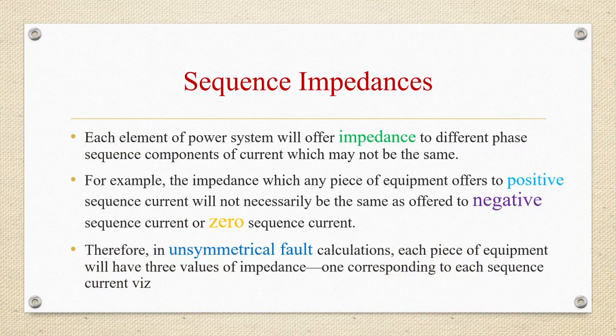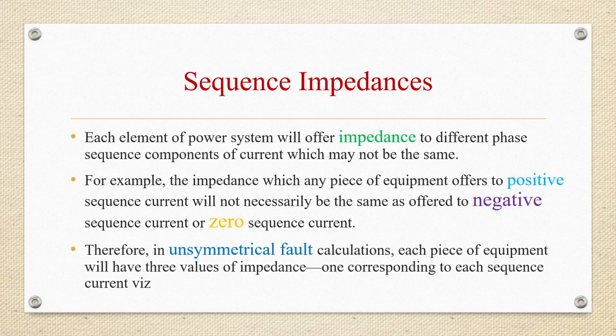Each element of a power system will offer impedance to different phase sequence components of current, which may not be the same. So what is the meaning of this? Impedance will be offered by all the components. What is impedance? Impedance is nothing but it is the same as resistance. Resistance is offered in DC circuits, impedance is offered in AC circuits. That is, to stop the flow of current, it is called impedance. This impedance will not be the same for positive, negative and zero sequence components. It will be different. Okay.